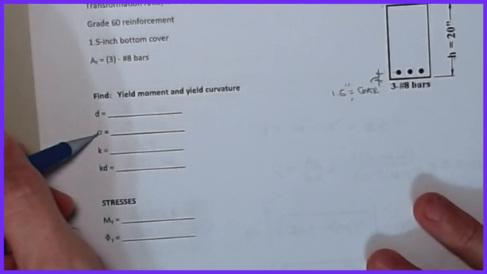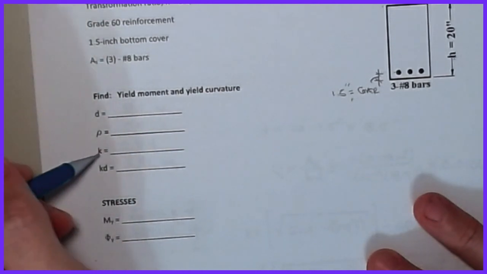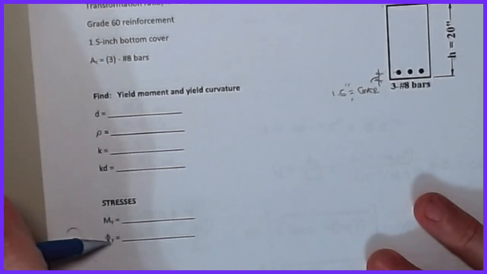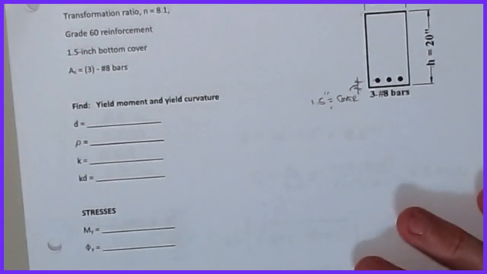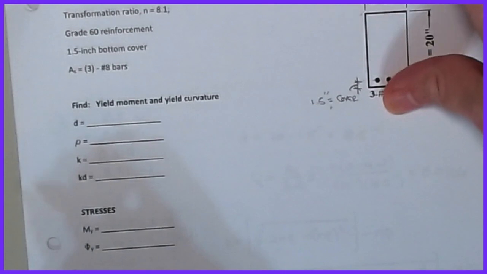That's the first thing you've got to figure out. We then calculate the rho, and with rho and my n, I can then get my k, and if I have k, I can get kd, and then we're back to just being able to plug and chug and get my My and phi y. It's a very, very simple process as you start to work through it. So again, my students, you will work on these actual calculations yourselves.